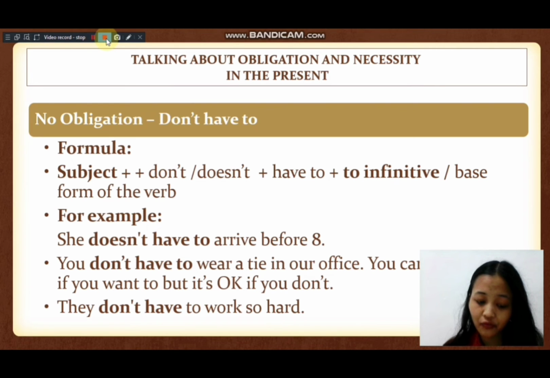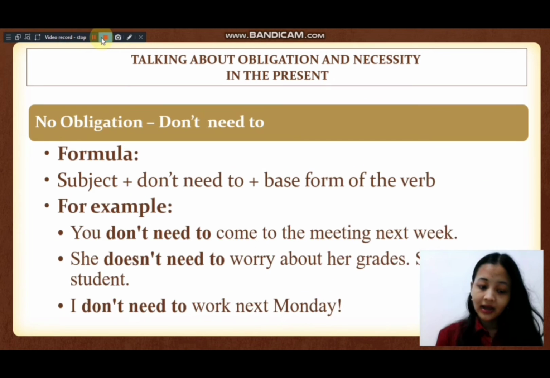You don't have to wear a tie in your office. You can wear one if you want to, but it's okay if you do not. There's no need to work so hard.